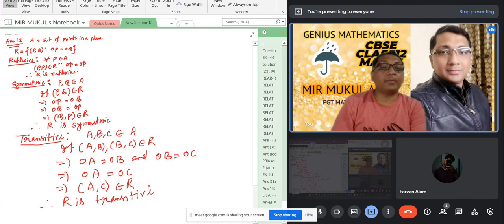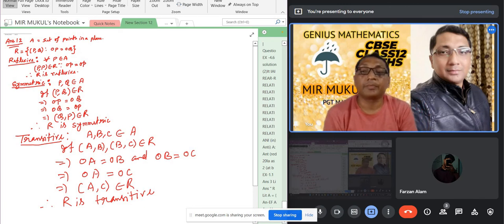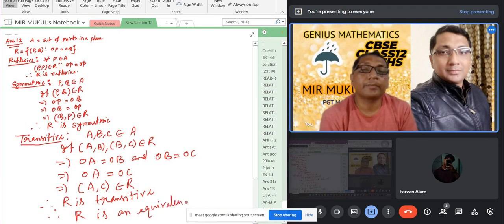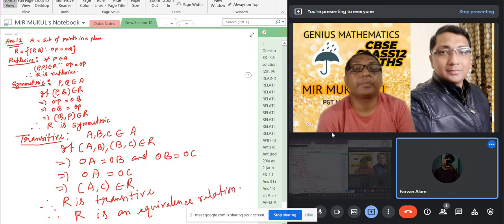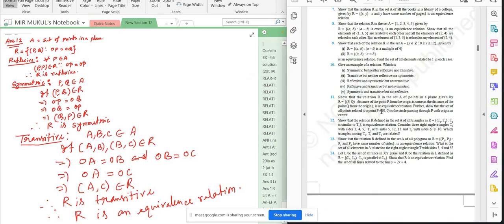Now see, if R is reflexive, symmetric and transitive, so R is an equivalence relation. Okay. Here one more part is given. We are doing question number 12. No, we did question number 11, I think. It is not question number 12, it is question number 11. So we did question number 11.